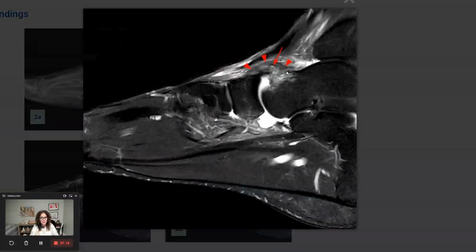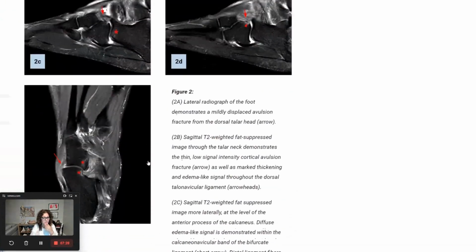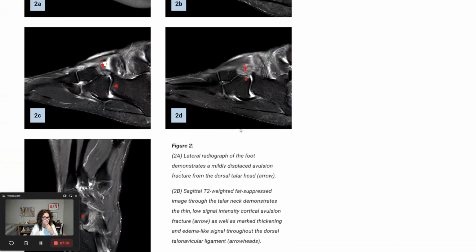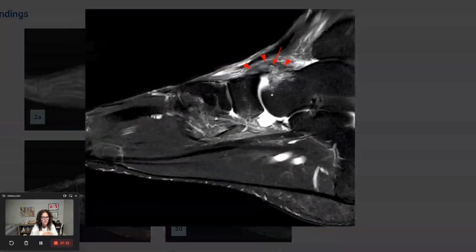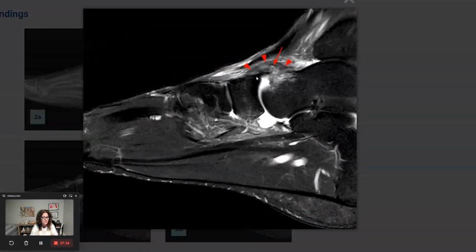Here we can see sprain of our dorsal talonavicular ligament, a very common thing to see, with some stress-related change of the dorsal navicular. And look at the dorsal subluxation. Actually, probably this would be an avulsion. Let's just take a look at the cheat sheet here. A mildly displaced avulsion from the dorsal talar head. So what we can appreciate here is the dorsal subluxation of the navicular. We can see the irregularity of the ligament and the avulsed fragment with bone marrow edema.